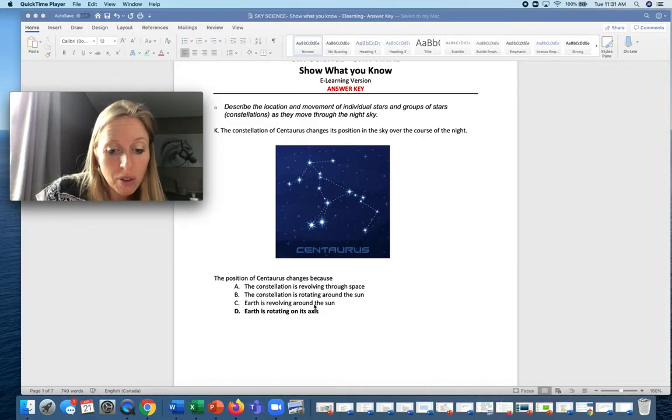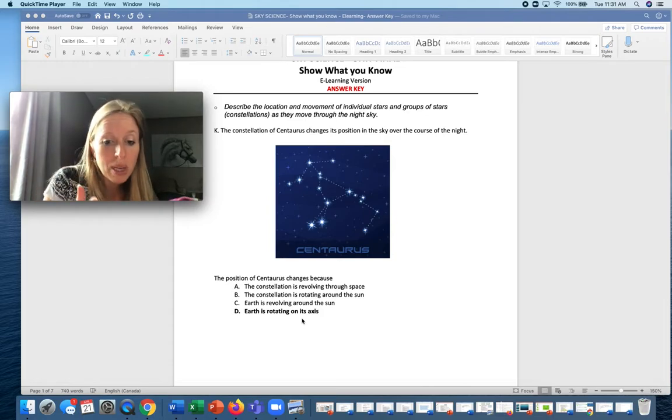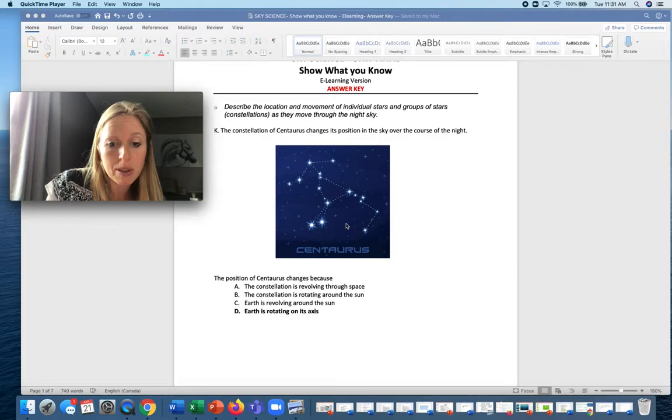The Earth is revolving around the sun. That is true, but that would not change the position of the constellation over the course of one night. It would change it over the course of one year. So that means the Earth rotating on its axis causes the stars to appear to change position. Just as such, the moon or the sun would change position because of the rotation of the Earth's axis.